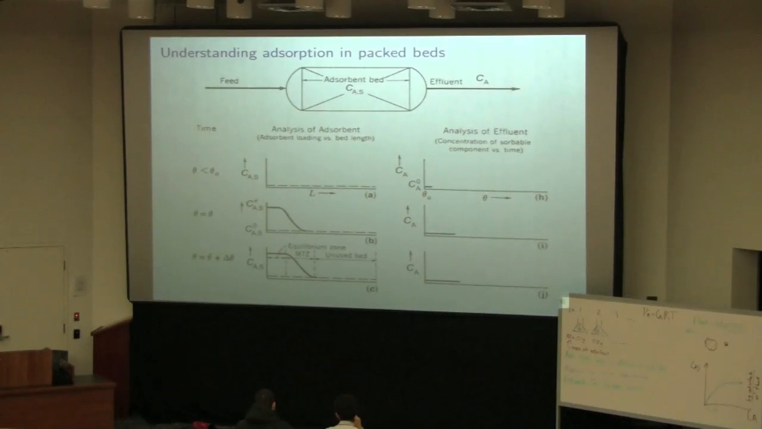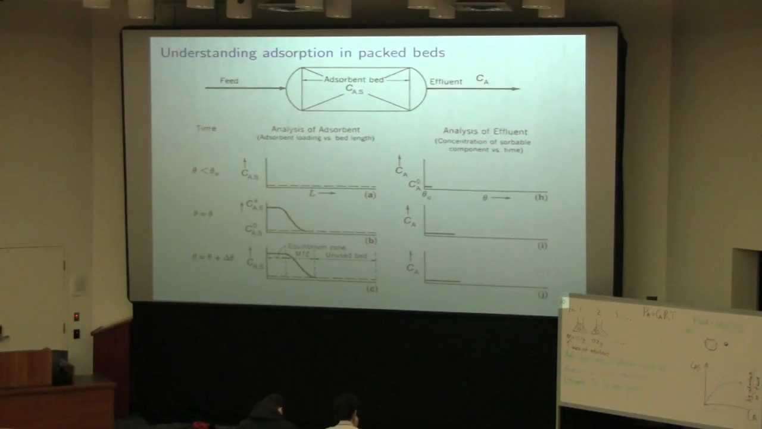So we would regenerate our bed so that if I started it up again the next time, coming out of my bed right away, I'm getting essentially zero or close to zero adsorbent. That's why we're running the system. So we're removing that A. So this is at initial state.